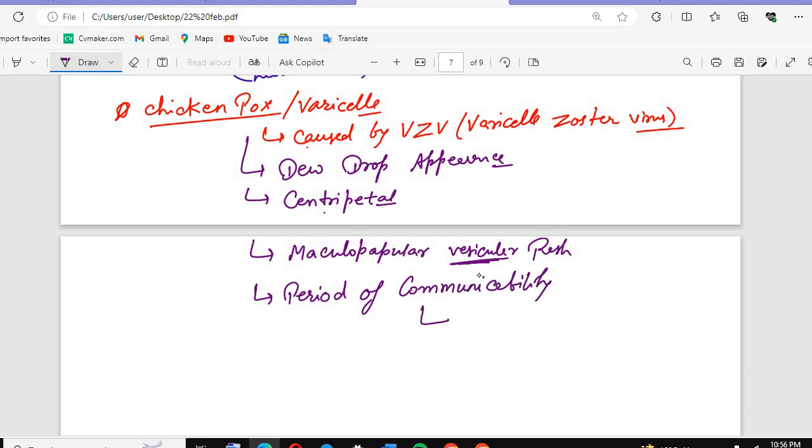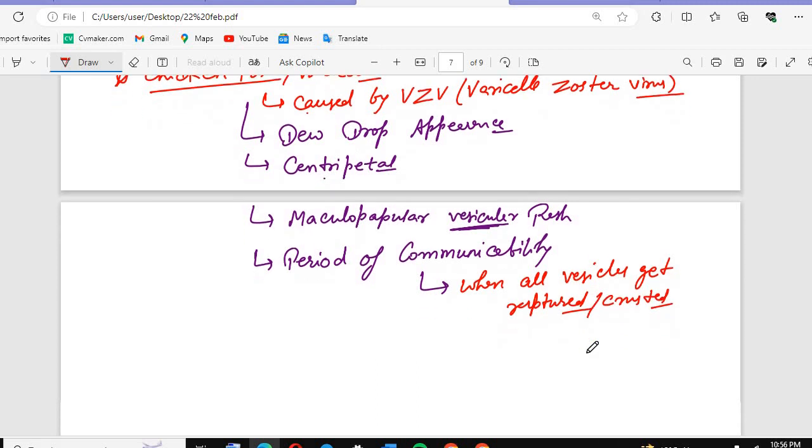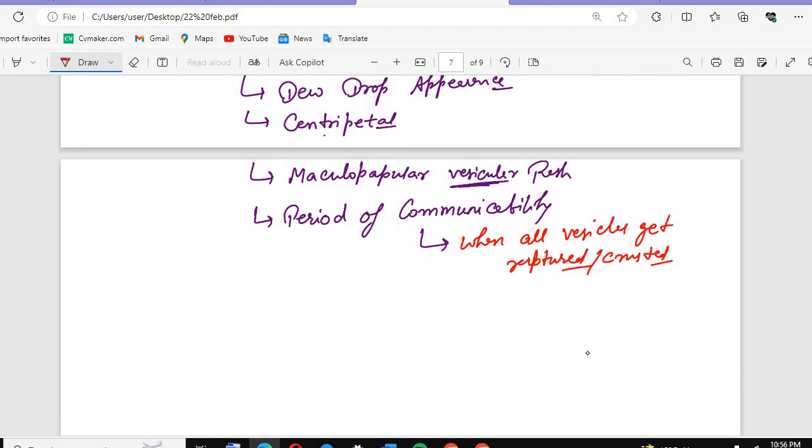The period of communicability: when all the vesicles rupture, they are communicable. And when they are ruptured or crusted, there will be a mark left, and that will become blackish in color. This one you need to remember very, very importantly.